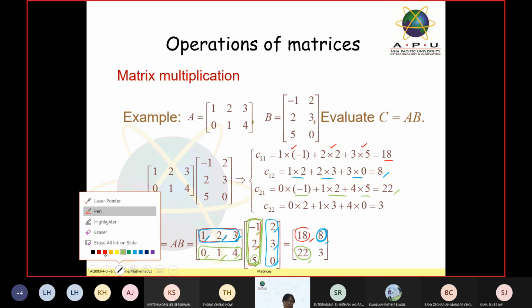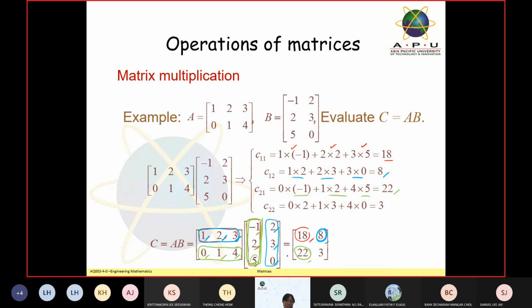So the last one: can you see, second row, second column? I should take the second row and multiply with the second column. Then I will get this answer. So that's how we do the multiplication.